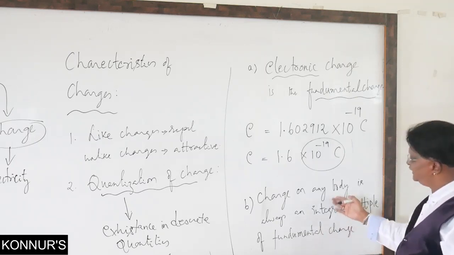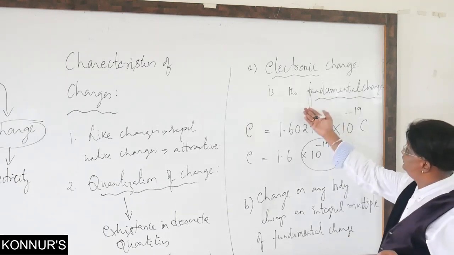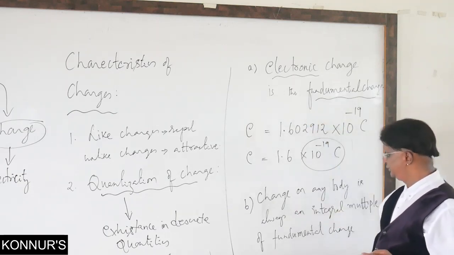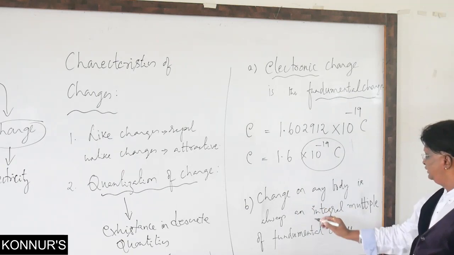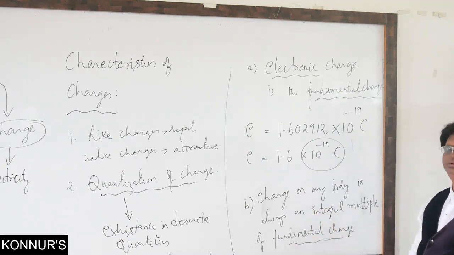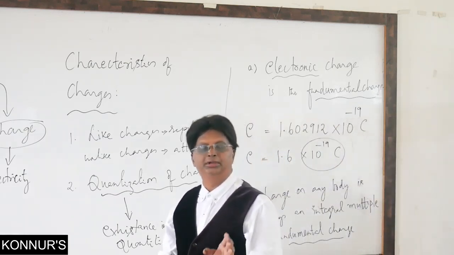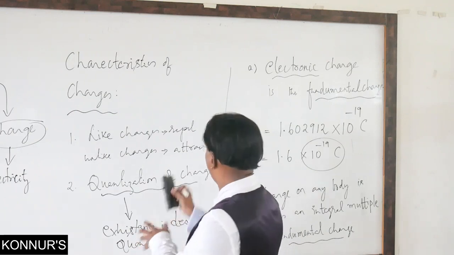Generally, this is only written as quantization. But I ask you, first write this part and then you can write this part. Charge on any body is an integral multiple of the fundamental charge. Now let us write it symbolically. Symbolically, what meaning does it carry?